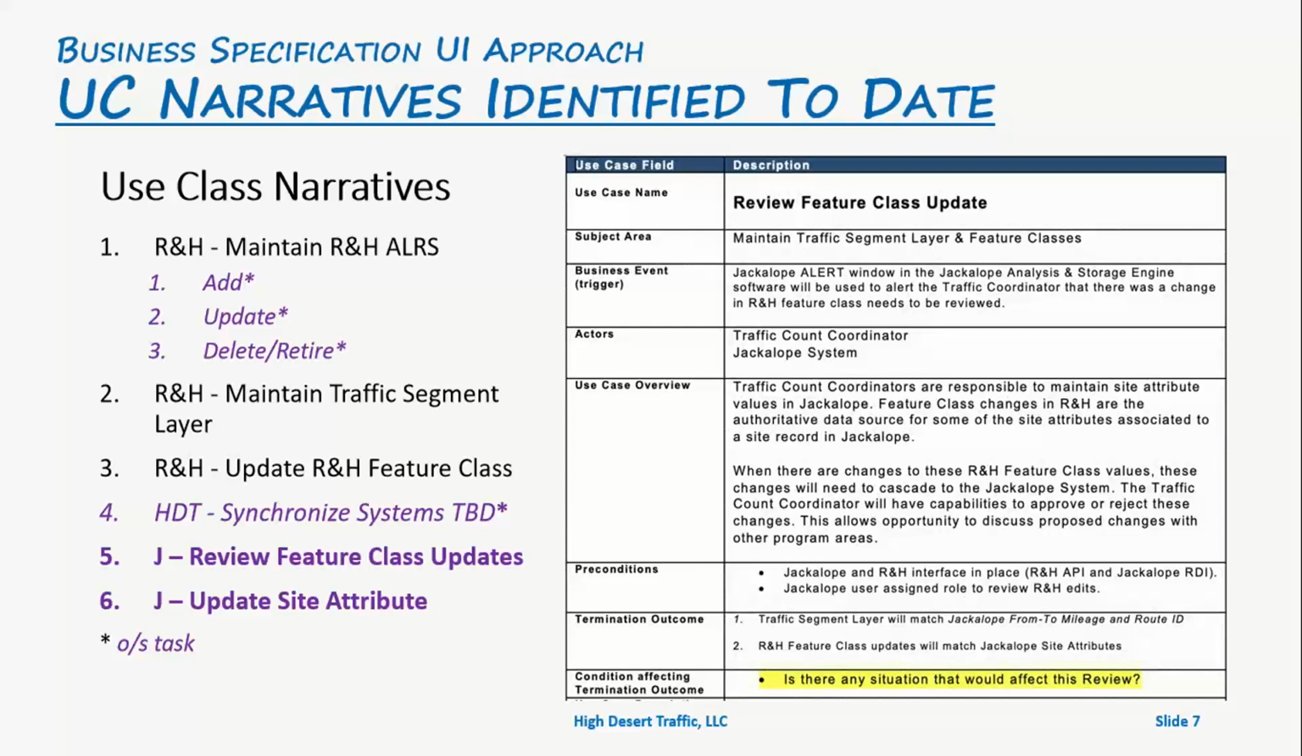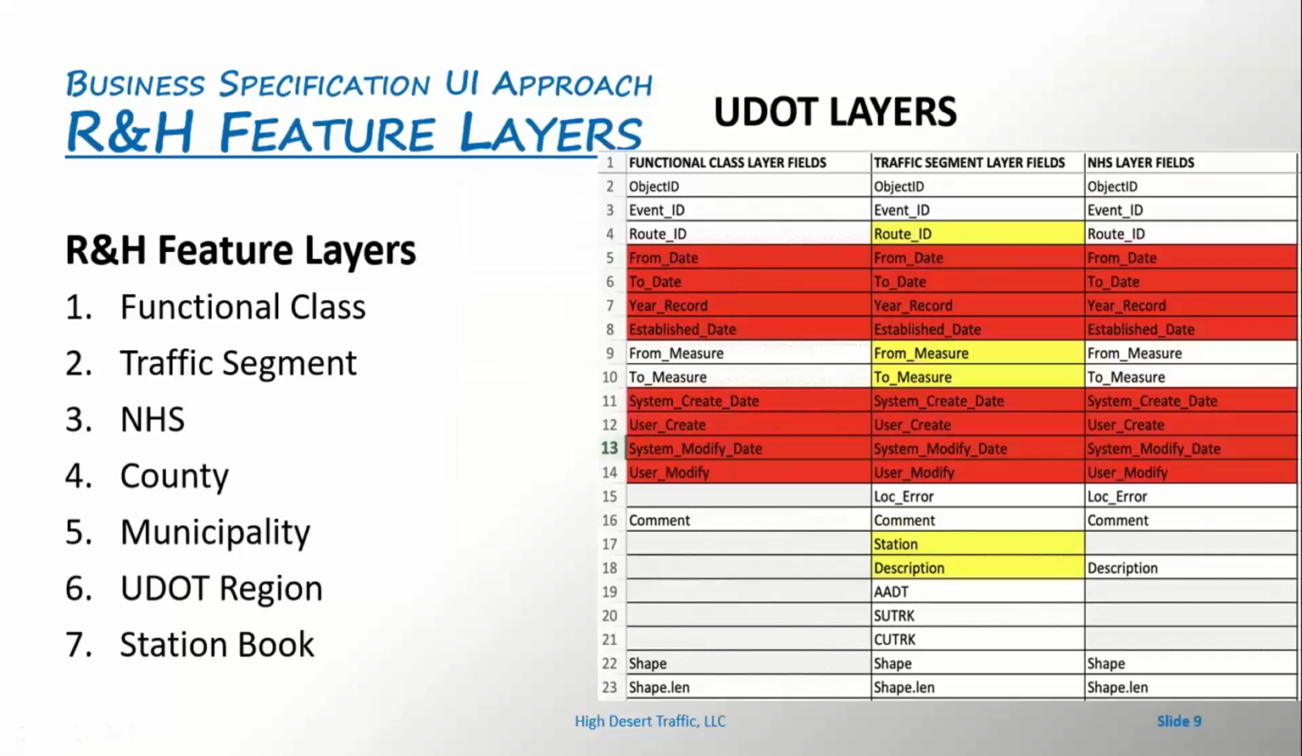Some of the values in roads and highways that will come down to Jackalope. Some of the preconditions and for the interface. Make this bigger so I hope everybody can see this okay. It's kind of small, but I can tilt my eyeglasses. Okay, so it's just how things are going to communicate. Termination outcome.